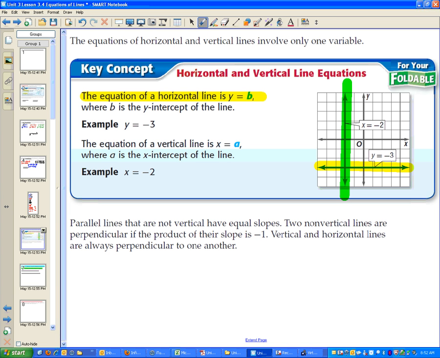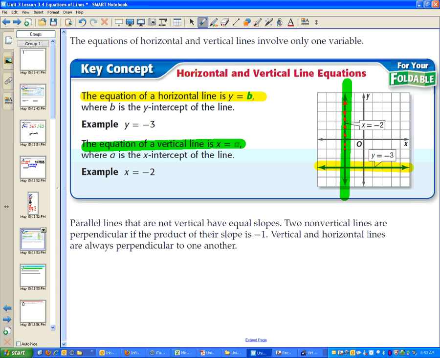So for a vertical line, the equation is x equals a, where a is the x-intercept. X equals the x-intercept. X-intercept is for the x-axis what y-intercept is for the y-axis. The x-intercept is where it crosses the x-axis. So vertical lines are always x equals a number, and that number is the x-intercept. That number is also the x-coordinate of every single point on that line.